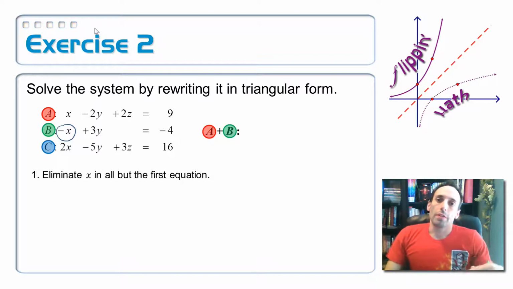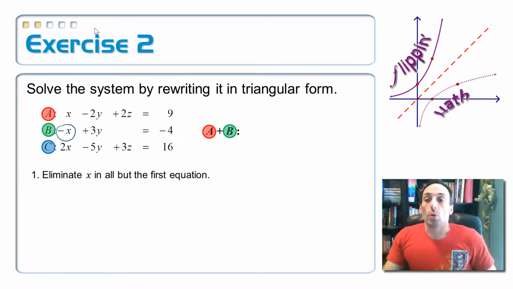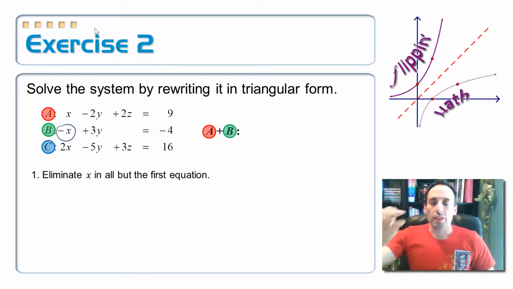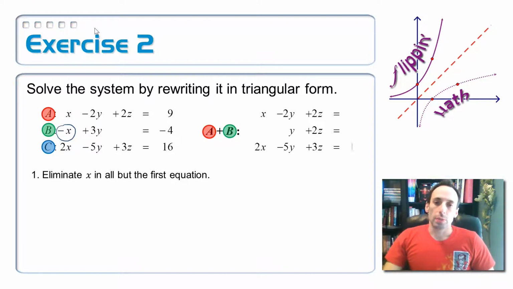And so that's exactly what I'm going to do. But remember, whenever I do this, I'm going to use that to replace equation B. Okay, so equation A stays the same, equation C stays the same, but I'm going to have a new equation B formed by adding A and B together. So let's think about, before I put it up here, what that new equation B is going to be. Okay, I'd add up x and negative x, it'd be gone. Negative 2y plus 3y will give me just 1y. 2z plus nothing gives me 2z. And then finally 9 minus 4 gives me 5.